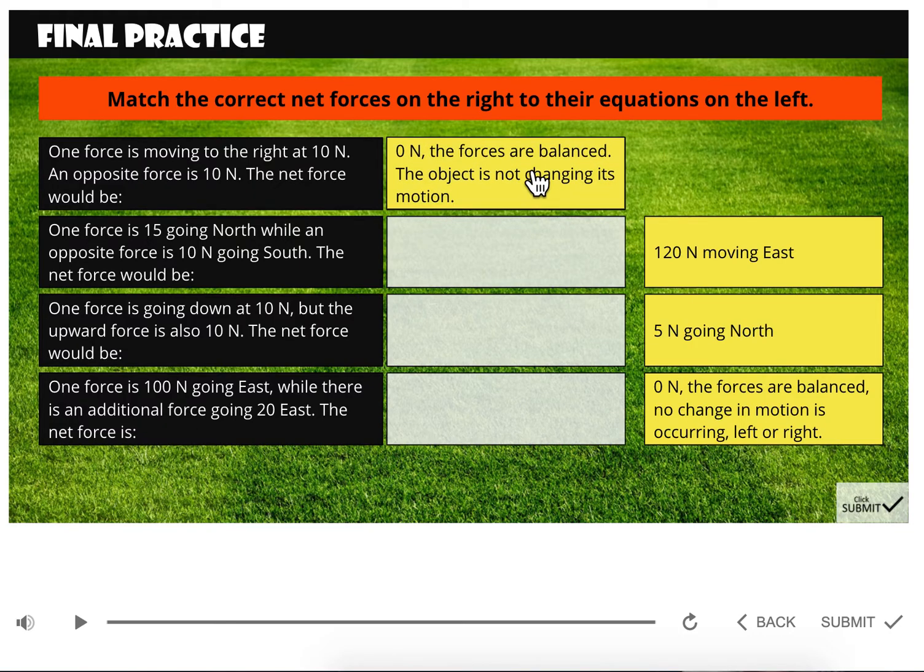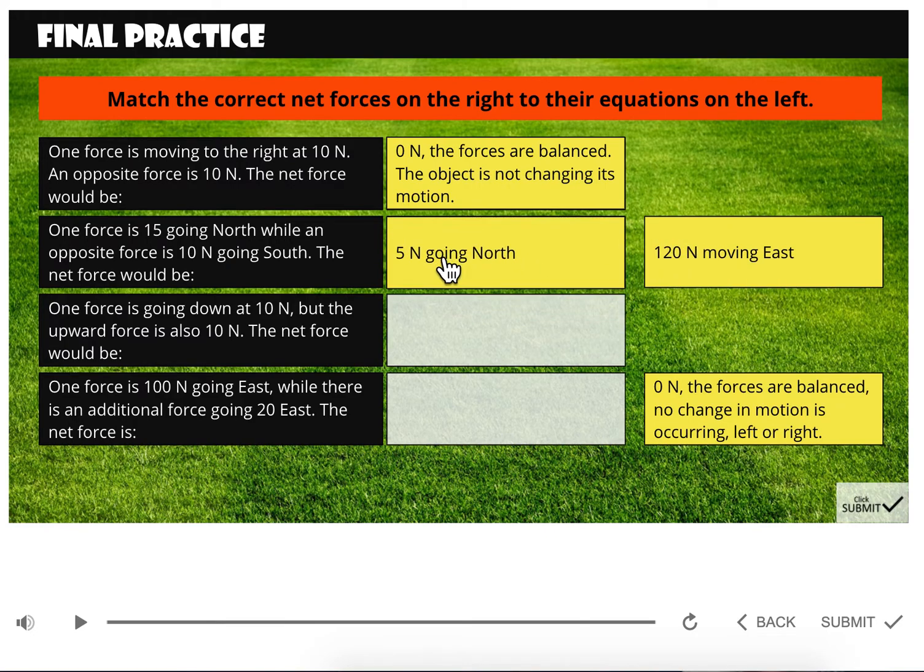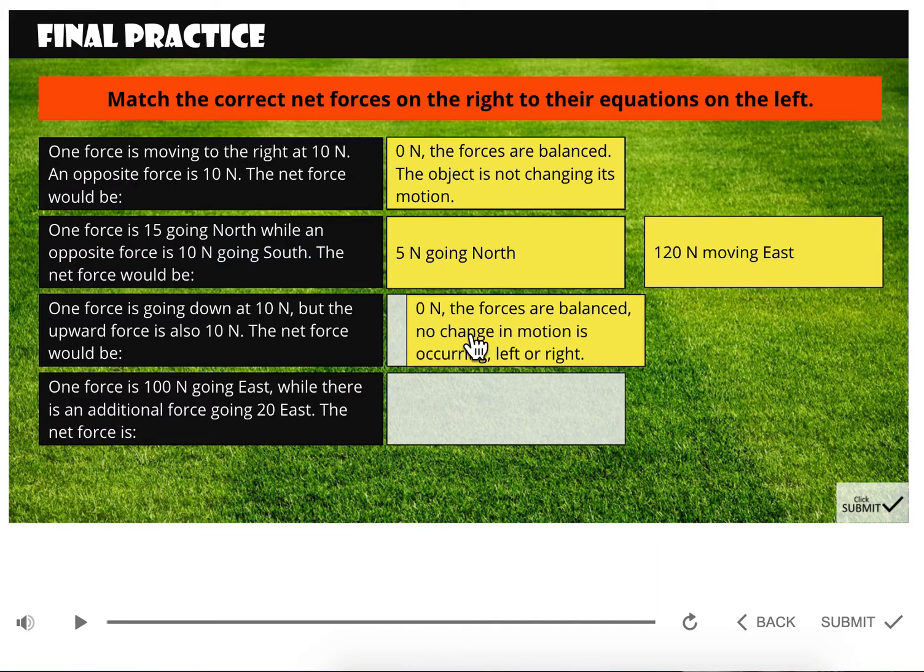One force is 15 going north, while the opposite force is 10 going south. The net force would be 5. 15 minus 10 is 5. One force is going down at 10 newtons, but the upward force is also 10 newtons. The net force would be 10 going down, 10 going up. That would equal a 0 net force, newtons.